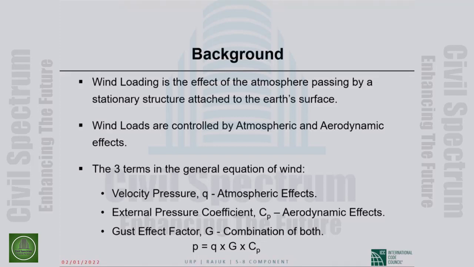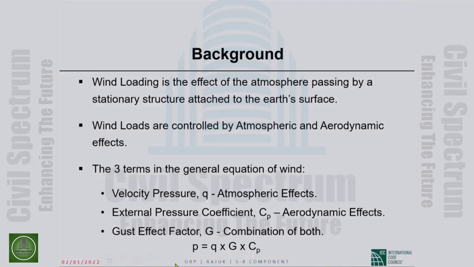Atmospheric effects have to do with the weather, essentially, and have nothing to do with the structure. Aerodynamic effects, on the other hand, have everything to do with the structure, nothing to do with the weather. The three terms in the general equation for wind, you will see, is the basis of most things we do. P, the wind pressure, is equal to q, the velocity pressure as we call it, times G, the gust effect factor, and Cp, the external pressure coefficient.